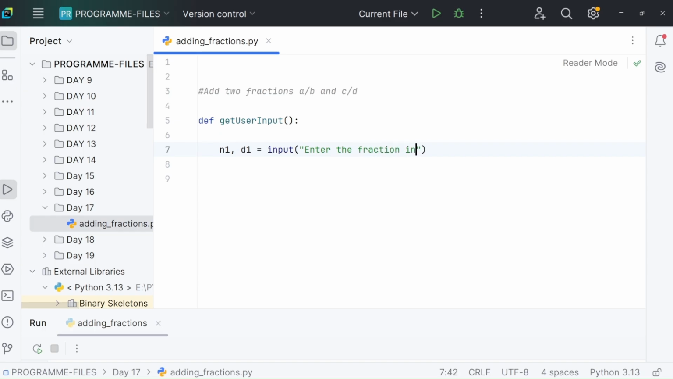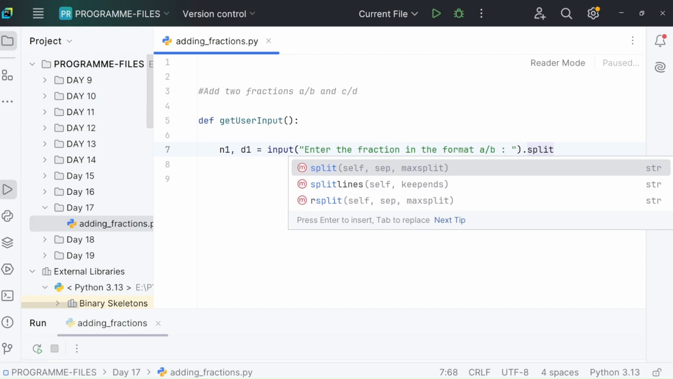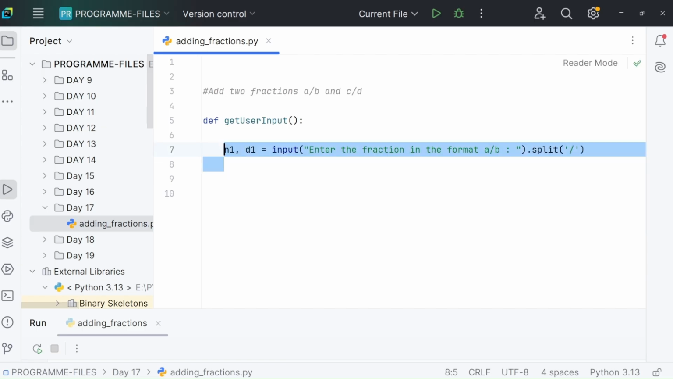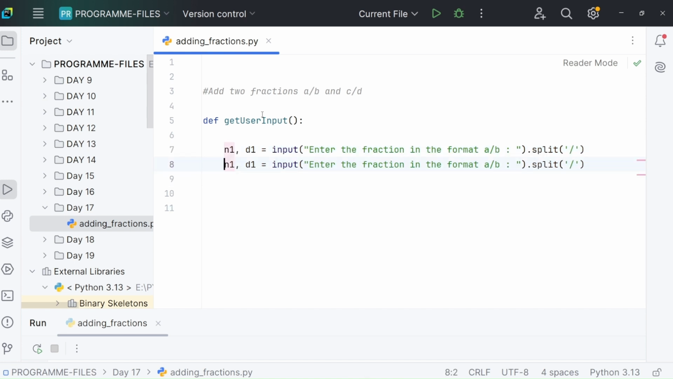Once the user inputs the fraction in the format a by b, then we use the string method split to get the numerator and denominator separately. Now let's get the numerator and denominator of the second fraction in the same method. Let's return the integer data type of all the variables that we have declared.